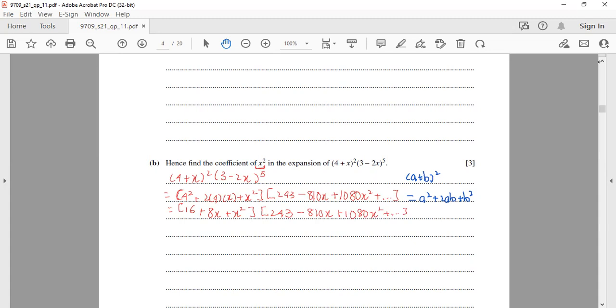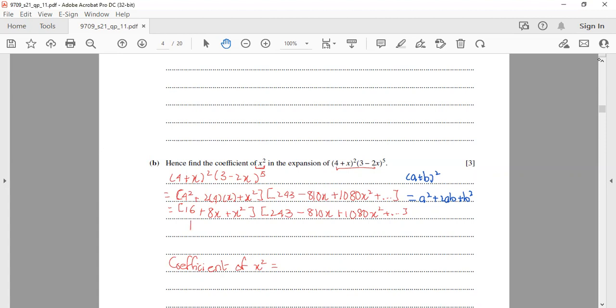We need to find the coefficient of x squared. What do we understand by coefficient of x squared? Coefficient of x squared means the value that is found in front of x squared in the expansion. So when you give this answer, you just have to give a numerical value. You don't have to include x squared. So from this expansion, what can give us x squared?